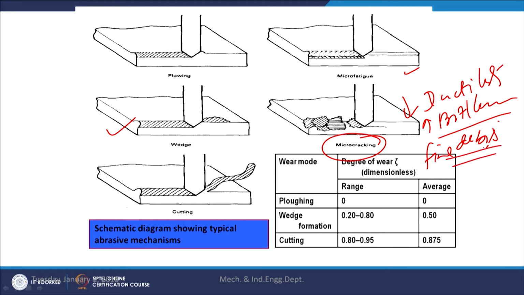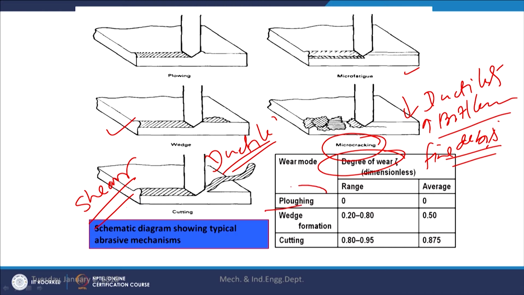On the other hand, when the abrasive particles work at a particular critical angle, it leads to the formation of chips by the shearing action. So, this is typically observed in case of soft and ductile materials, where a large amount of the material is removed by the cutting action. So, if we see here the degree of wear which is encountered through the different mechanisms, in case of the ploughing, the removal of the material is very limited. Somewhat removal of the material takes place in case of the wedge formation, and maximum removal of the material takes place in case of the cutting.